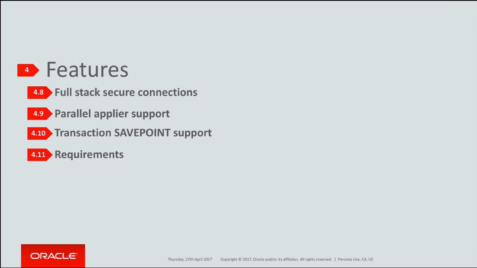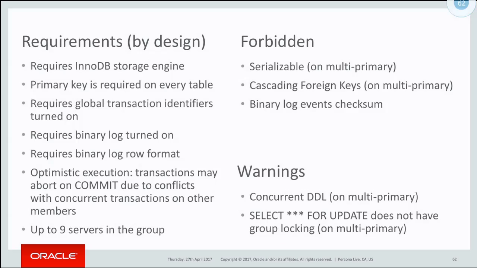And what are the requirements? Some are by design, some are not. So by design, we require the InnoDB storage engine. Why InnoDB? Actually, what we require is a transactional engine, but we need special hooks to allow what we call hyper transactions. And currently, that is only implemented on InnoDB. But it's there out of the box, no need to patch anything.